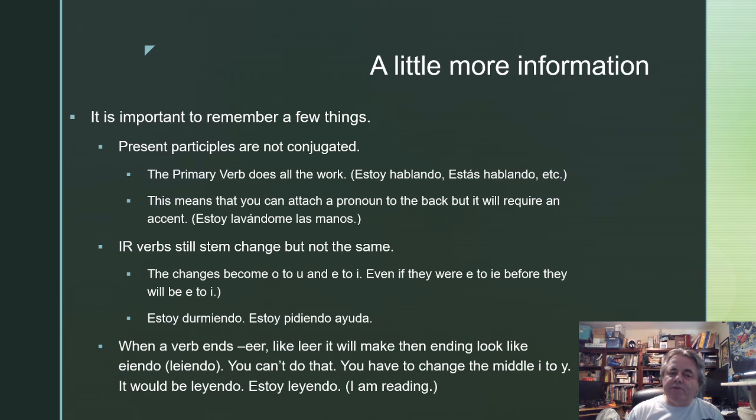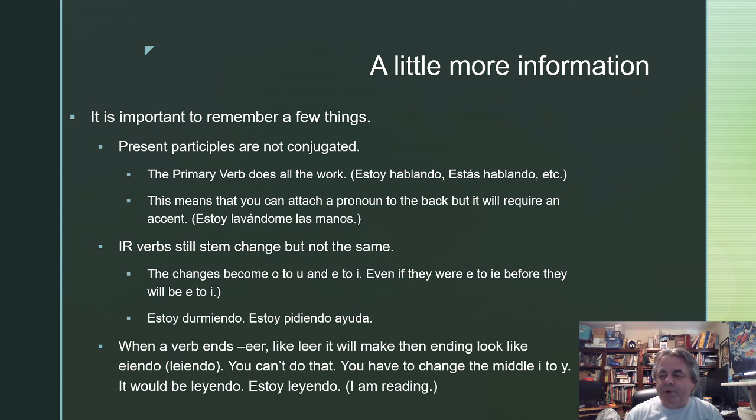When the verbs end in EER, and I didn't write it, but EIR as well, what's going to happen is I take off that ER or that IR, and that's going to give me EIENDO, and that doesn't work in Spanish. It's kind of like Old MacDonald doesn't do Spanish, no EIE or EIOs. So what happens is we're going to take that I that's between the two E's, and we're going to change it to a Y. So we would get LEYENDO. You see down below, estoy leyendo. I'm going to turn that I into a Y, and that would give me I am reading.